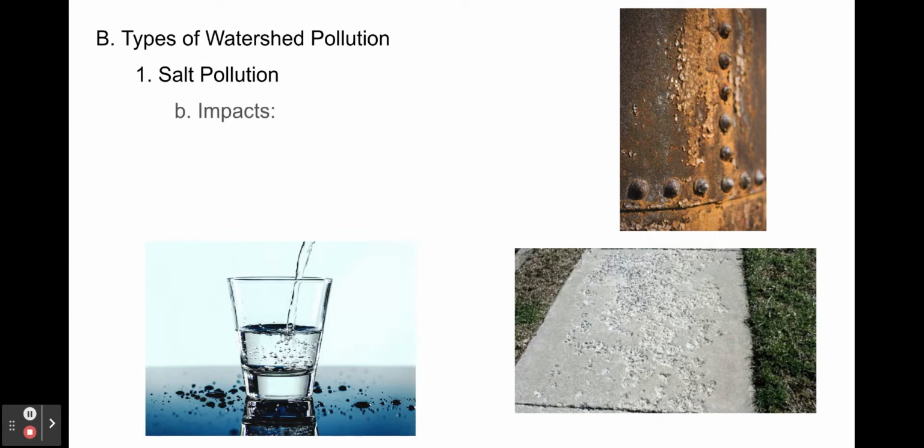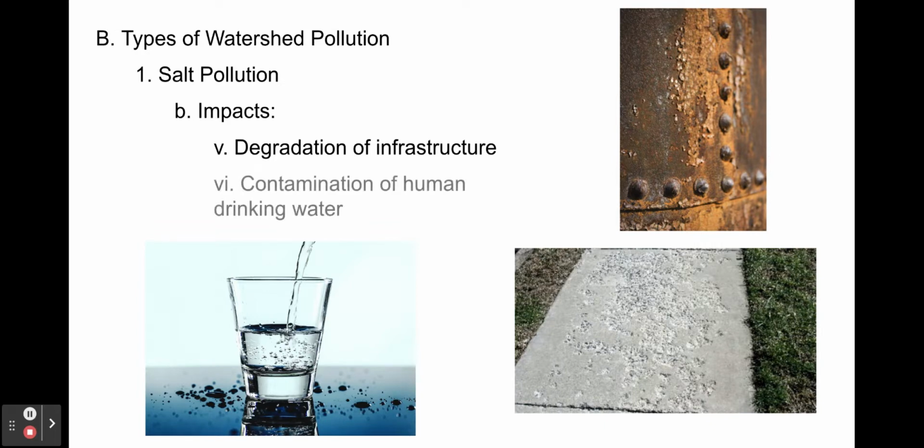Still in our lowercase b impacts section, 2 more impacts. Impact 5, degradation of infrastructure. Salt is really corrosive. This is metal that's been corroded by salt, and this is a concrete sidewalk that's been corroded by salt. And finally, detail 6, contamination of human drinking water, like you learned about in class.